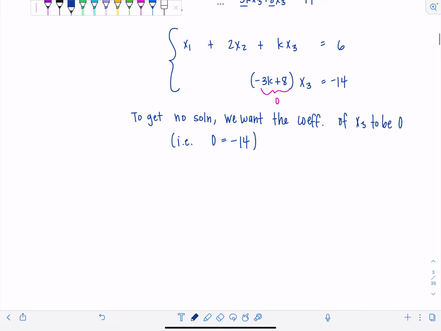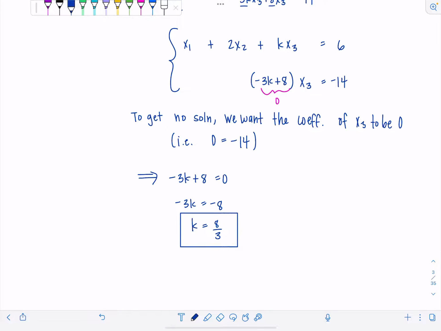So how can we guarantee that the coefficient of x3 is 0? Well, what we want is for -3k plus 8 to be equal to 0, so we require -3k equal -8. So k equaling 8/3 would create an inconsistent system with no solutions.